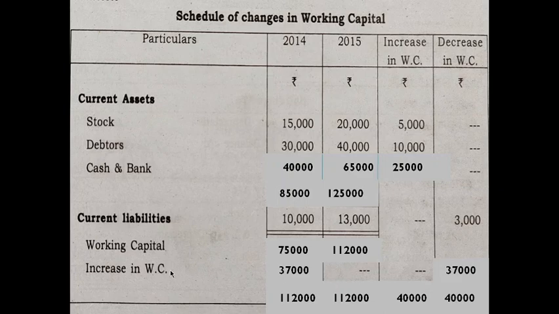Once you have done that, you will get the increase in working capital, and you all know the meaning of increase in working capital and how we get it. If there is a higher value in the increase in working capital side and a smaller value in decrease in working capital, then the difference amount is considered as increase in working capital. That is the concept. It's quite simple. Once you have done with the schedule of changes in working capital, next you need to prepare various non-current accounts.